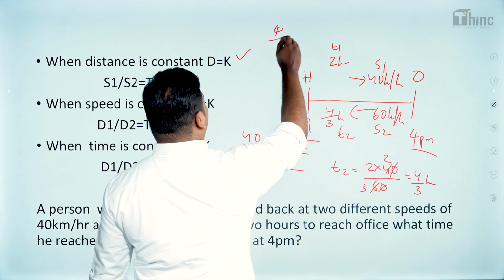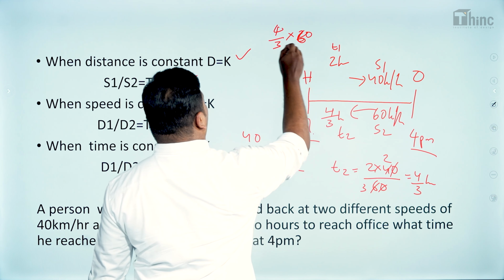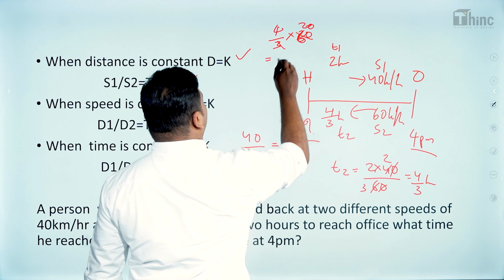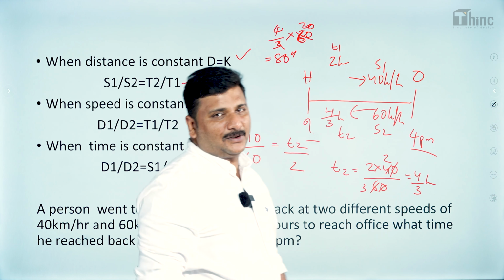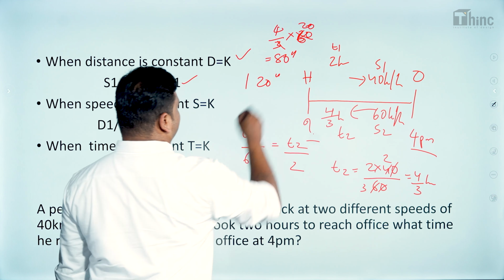So how can we convert hours into minutes? We'll multiply this by 60. So what is 4 by 3 into 60? We will get 80 minutes, right? Now we know that 1 hour is 60 minutes. So 80 minutes means 1 hour and 20 minutes.